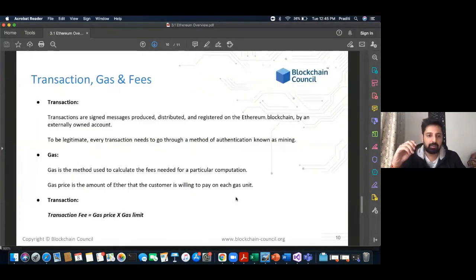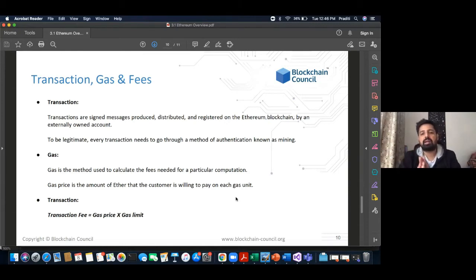So gas is the method used to calculate the fee needed for a particular computation. For every transaction, you need to pay some gas. Ethereum has got its inbuilt methods and it has allocated the gas price for every method.